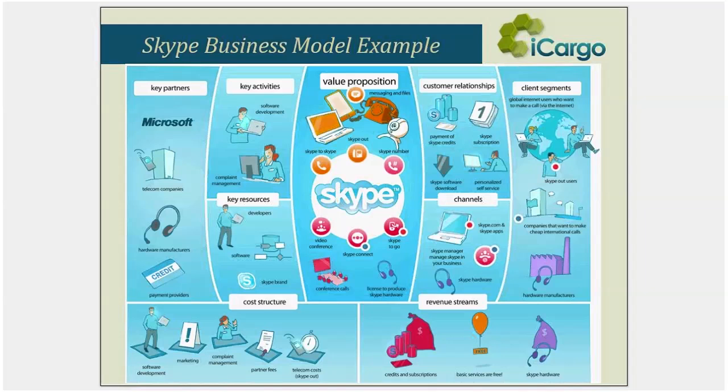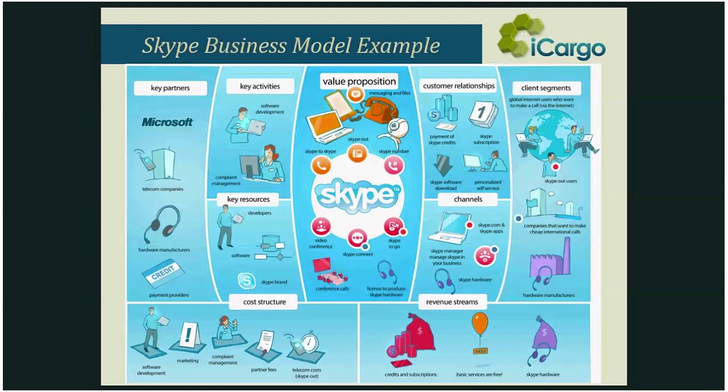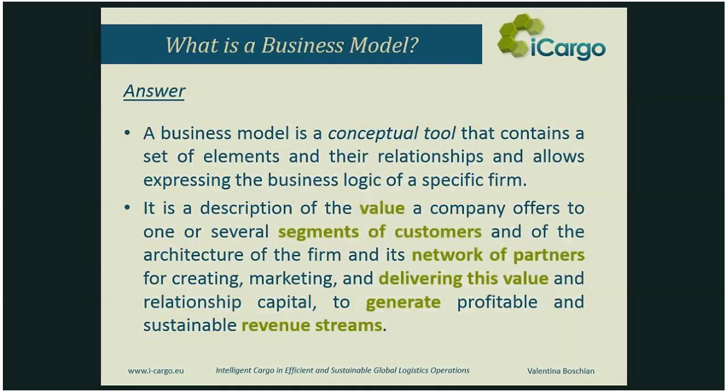In relation to that, we can say that the cost structure is mainly related to the activities for software development, for marketing, to manage the compliance, the partners' fees, and the telecommunication costs. So now we have also seen an example of the application of the business model canvas. At this point, we are able to answer our first question: what is a business model?